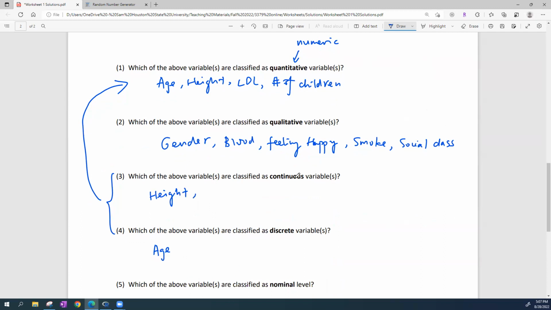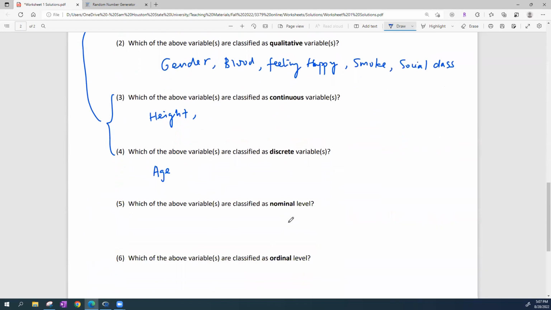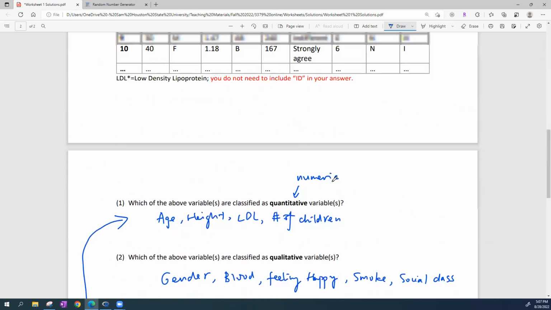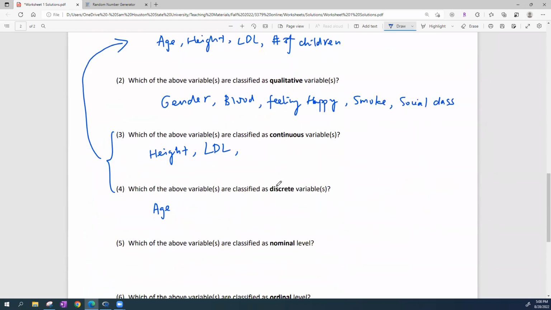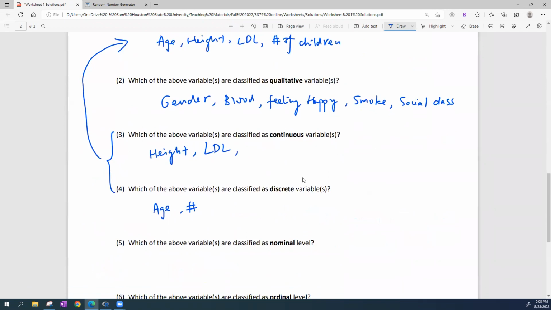And what about LDL? Although these are all integers, LDL is a clear continuous variable. So we put LDL here, because LDL is more like a measure, right? So it could be any number in between a range. And then the next one, number of children, so integer, right? And it is a count. So it's discrete. So of all four variables, two are continuous and two are discrete.